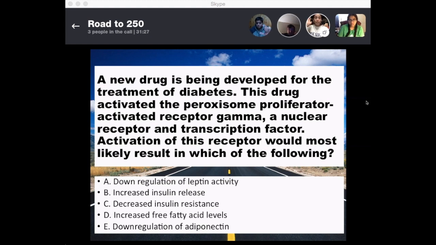C. Sorry, what did you say, Divya? C. D. D. C. Okay. So I got a B, C, and D. Yep. All right, so it's going to be C, decreased insulin resistance. It increases the sensitivity to insulin. Yeah, exactly. Tricky question there. And that's all I got, folks.